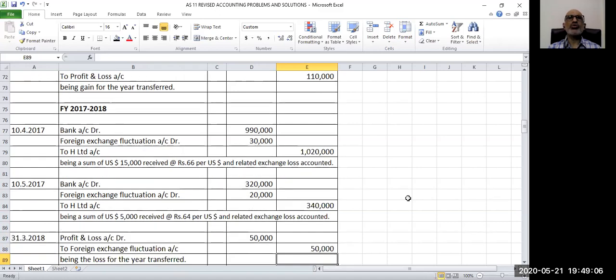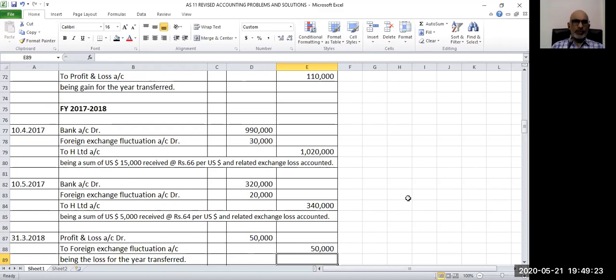Now, there are no other transactions for which data is available. We have recorded 2 transactions. In the first transaction, there was a loss of 30,000 rupees, exchange loss. In the second transaction, there was a loss of 20,000 rupees. Aggregate loss for the year is 50,000, assuming that there are no further transactions.